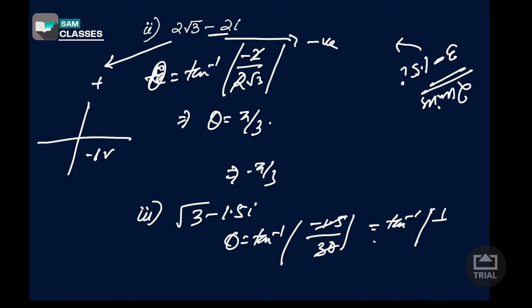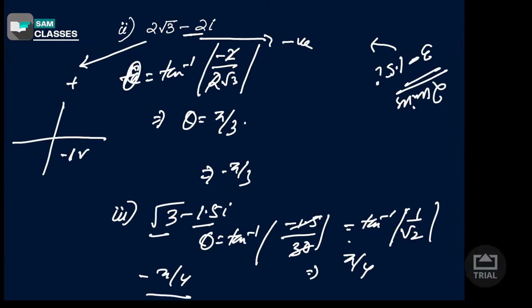Root 3, so we'll get 1 by root 2. So that will be 45 degree, pi by 4. Now which quadrant? Positive, negative. Again fourth quadrant. So minus pi by 4. Clear? I just changed the question, okay, because the values are not coming. Otherwise, you have to use a tan table. That's why. Clear?